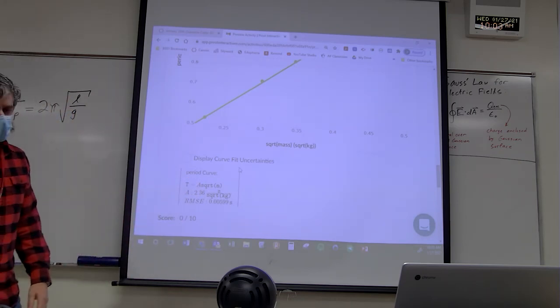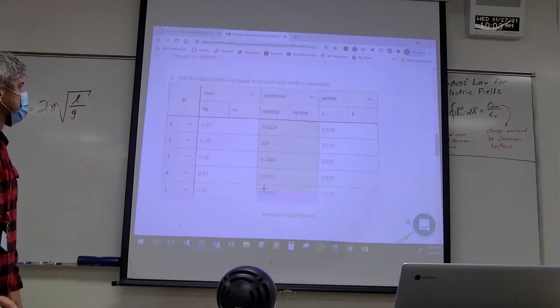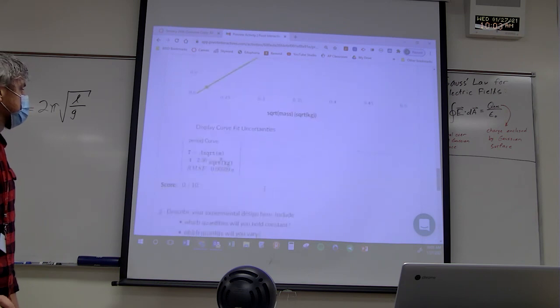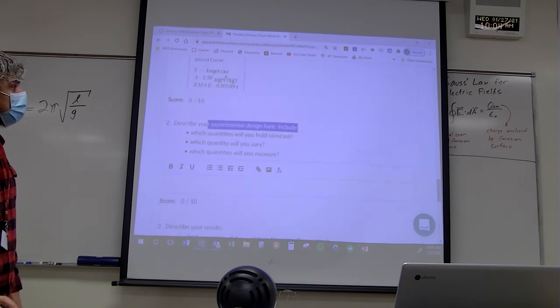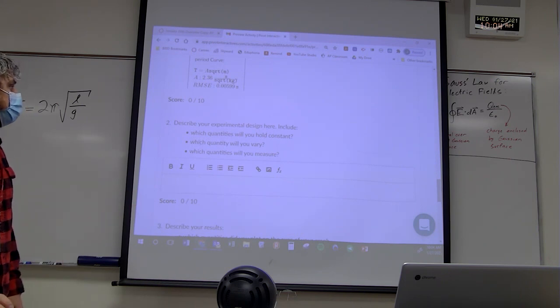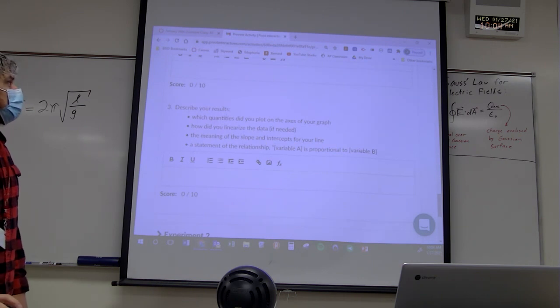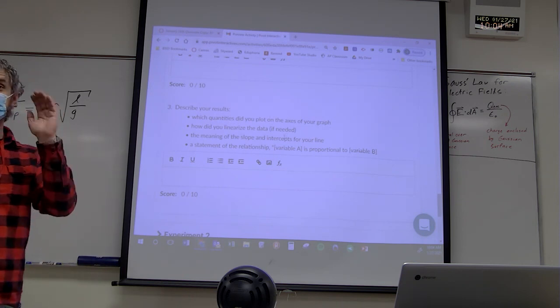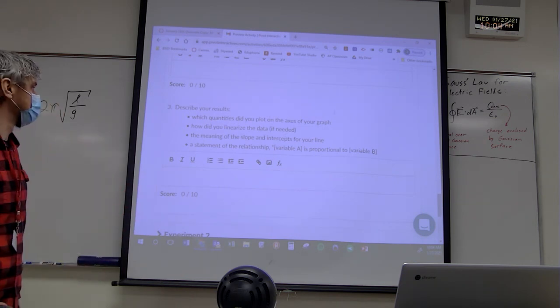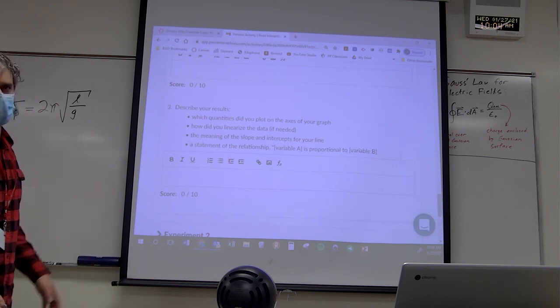All right. And if you look, the graph itself is 10 points. Graph and data table, 10 points. Describe your experimental design here. Include what quantities you held constant, which you varied, which you will measure, which you did measure. Then describe your results. Which quantities did you plot on the axes? How did you linearize the data, if needed? If not needed, you don't need to. The meaning of the slope and intercepts for your line. A statement of the relationship: variable A is proportional to variable B. Okay.